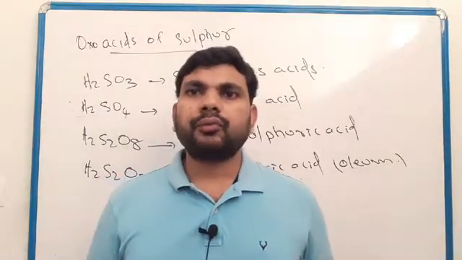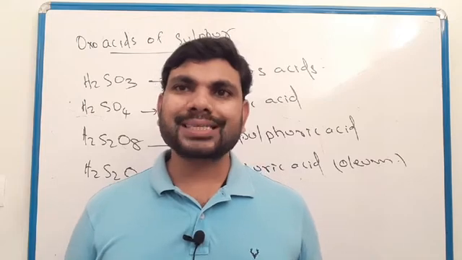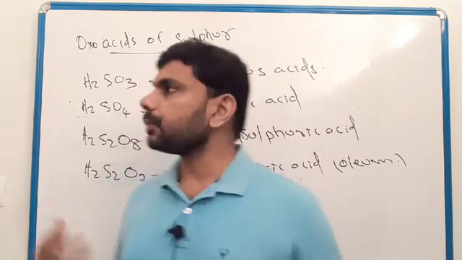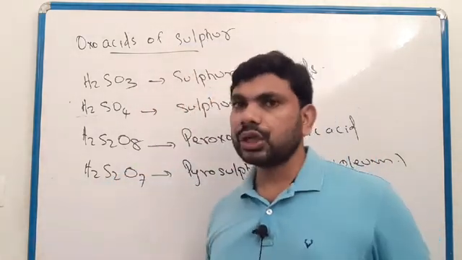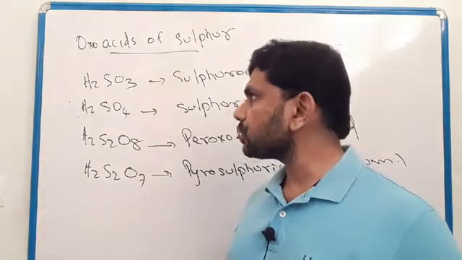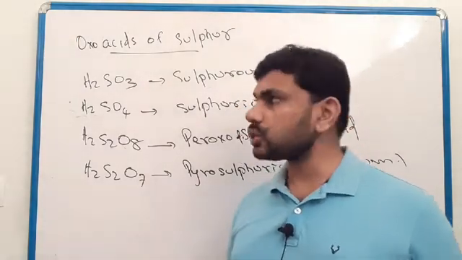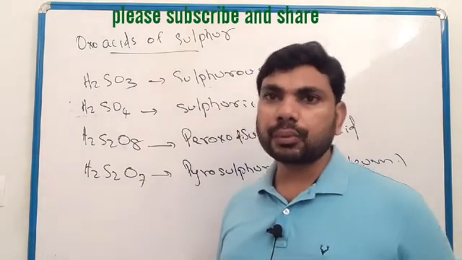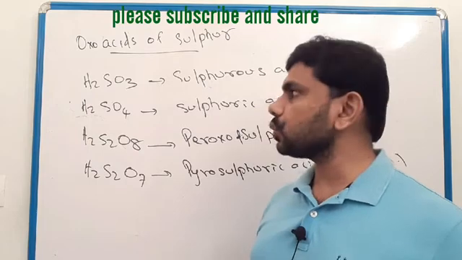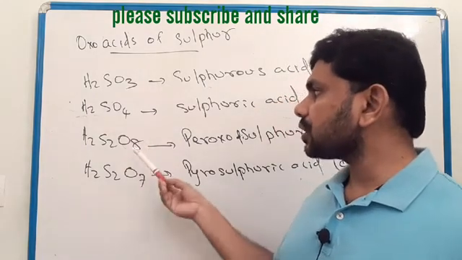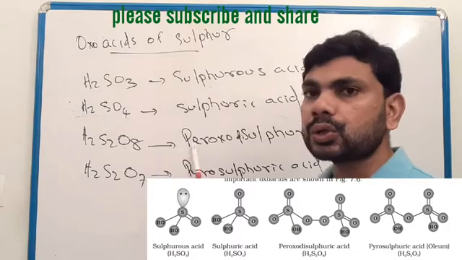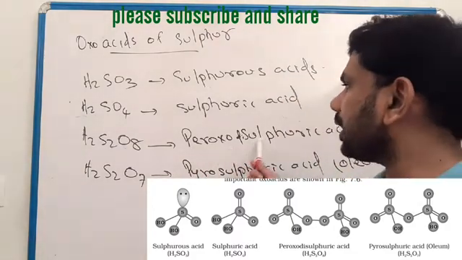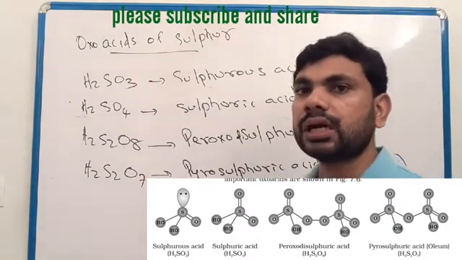Next, we discuss oxo acids of sulfur. Some important oxo acids of sulfur: H2SO3 means sulfurous acid. H2SO4 is sulfuric acid. H2S2O8 means peroxo disulfuric acid.